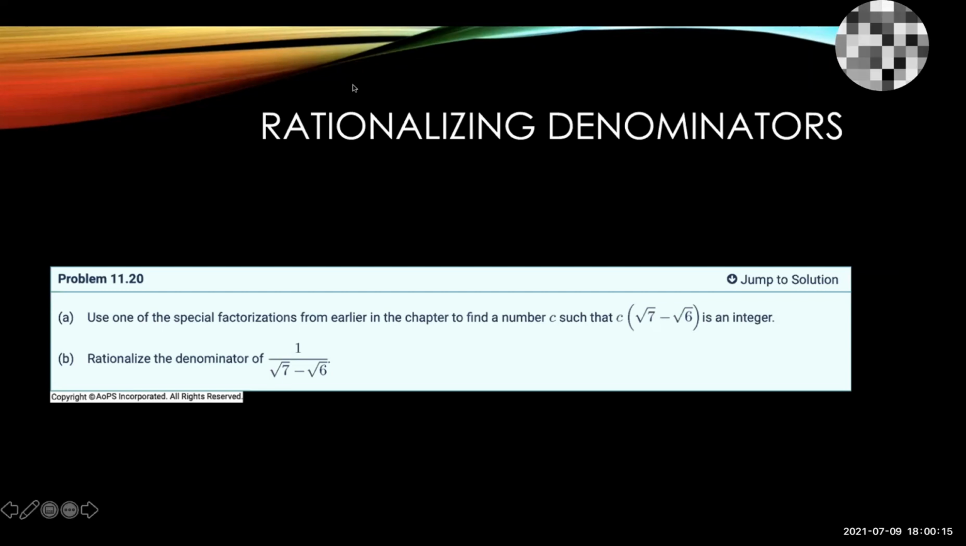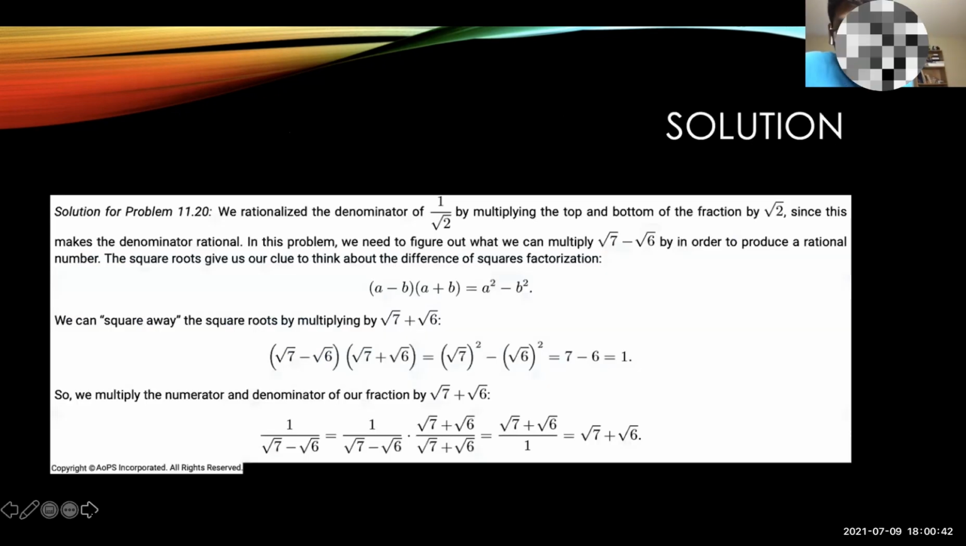So for A, I got square root of 7 plus square root of 6. Yeah, that's the answer for part B as well. So since Jeffrey solved this one, we're going to move on and then I'm going to help explain it.